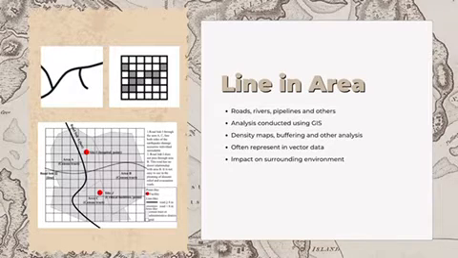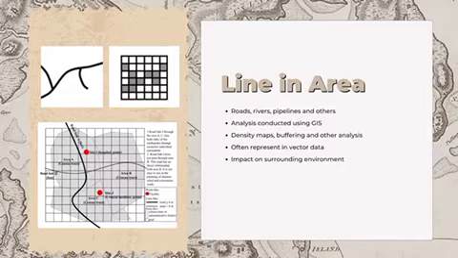The analysis is often conducted by using the Geographic Information System, which is GIS, and has applications in fields such as survey and mapping, urban planning, and infrastructure development. By using spatial analysis techniques such as buffer and density mapping, we will understand the pattern and relationship that will impact all of these lines on the surrounding environment. Basically, line in area is often shown in vector data rather than raster data.